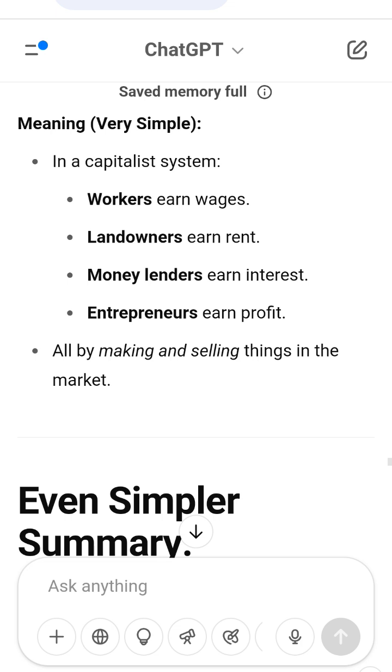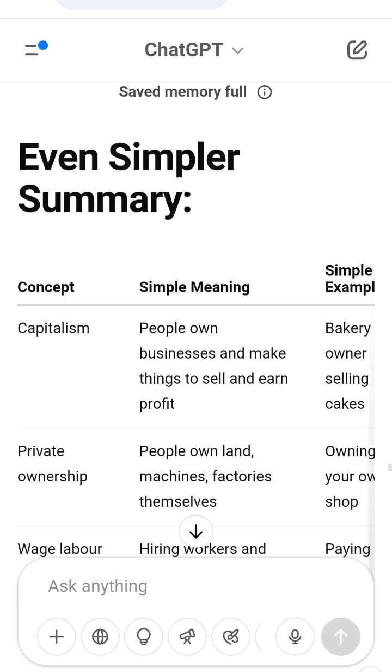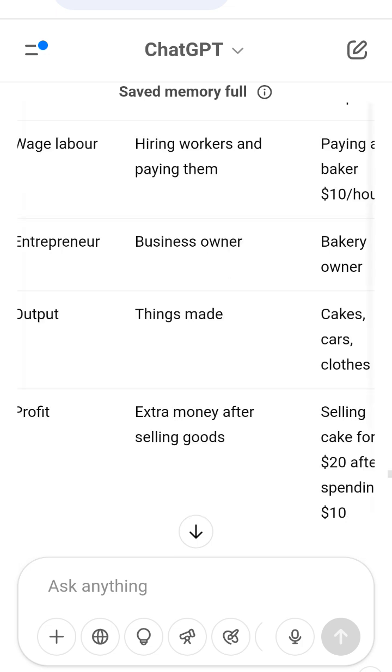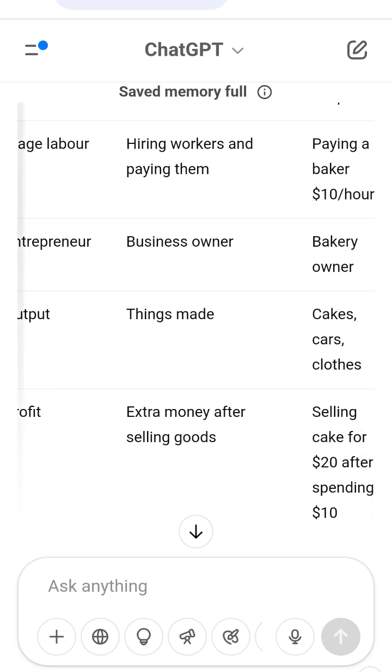7. How incomes are earned in capitalism. In capitalism, everyone earns money by being part of production. Workers earn wages, landowners earn rent, capital owners earn interest. Entrepreneurs earn profits. All incomes depend on making and selling goods or services in the market.